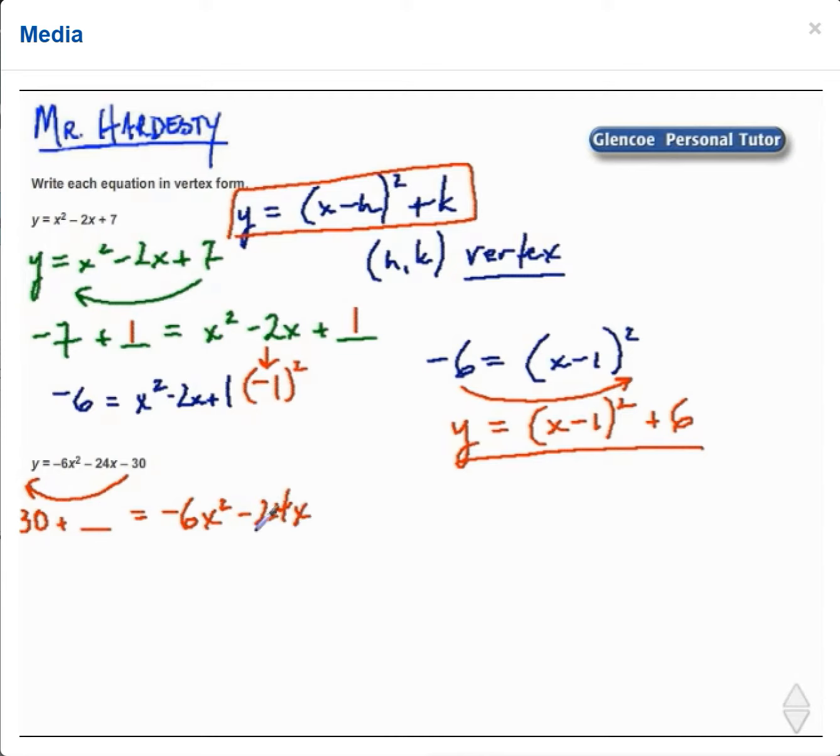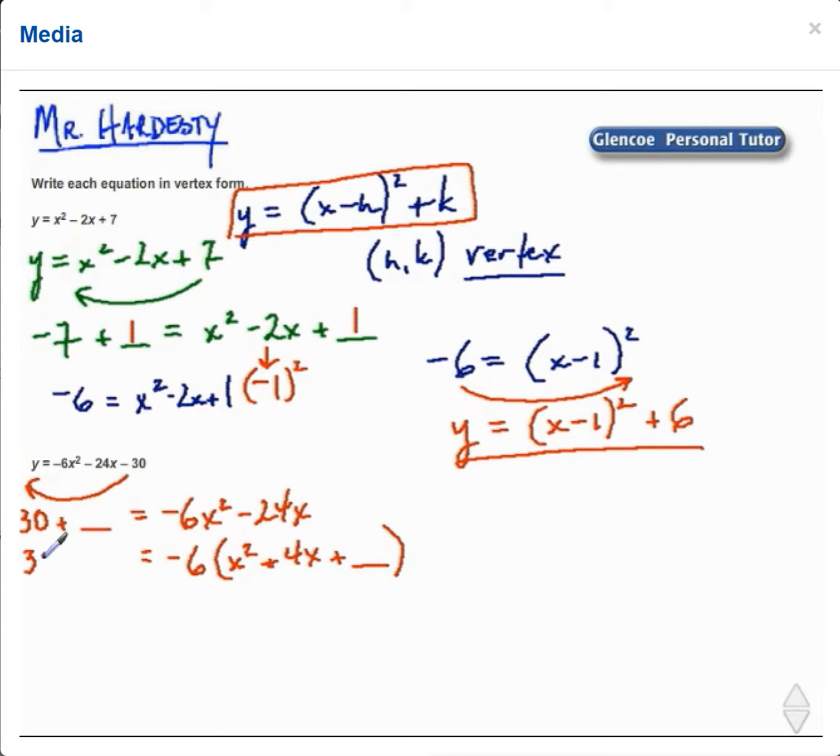Now, this is different from the trinomial that we were building up above, for we have a common factor that we want to factor out on this side first, and that common factor is negative 6. That'll leave us x squared plus 4x. Now, we can see that we'll build our perfect square trinomial here.